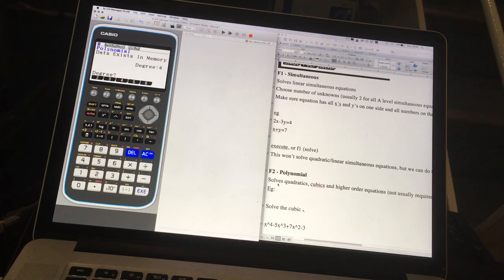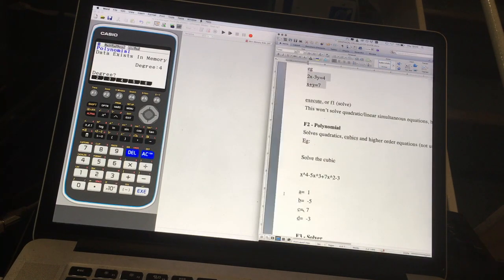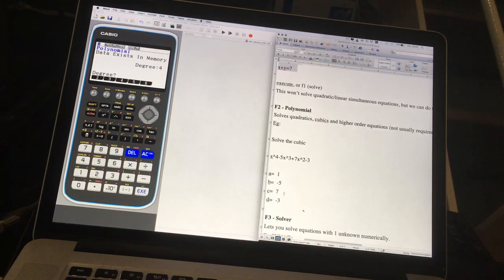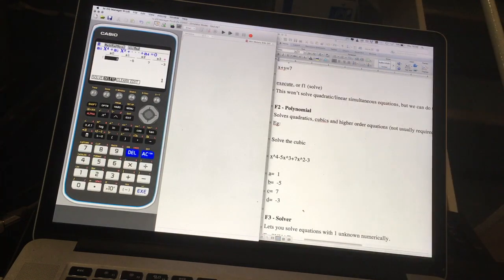So I've come up with a quartic for you guys to solve. You can see it on your sheets in front of you. Could you guys try and solve this quartic for me? So you want degree 4 because it's a quartic. Type in all of your coefficients, and it shows you up at the top. A is the x^4 coefficient, B is the cube coefficient, then the squared coefficient, then the x coefficient.